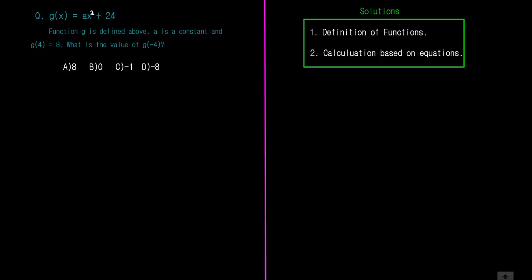So in this video, I want to talk about one example of an SAT math problem. The question is: if g of x is equal to ax squared plus 24, and function g is defined above, a is a constant and g of 4 is equal to 8. What is the value of g of -4? And there are some answer choices.